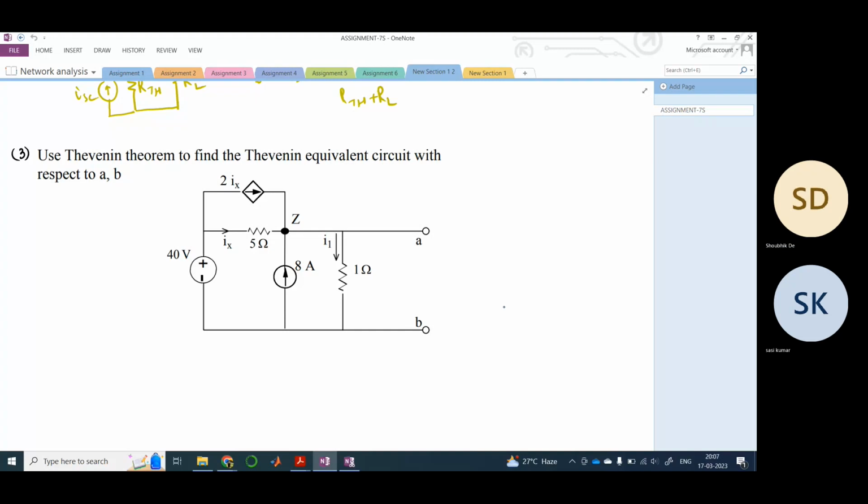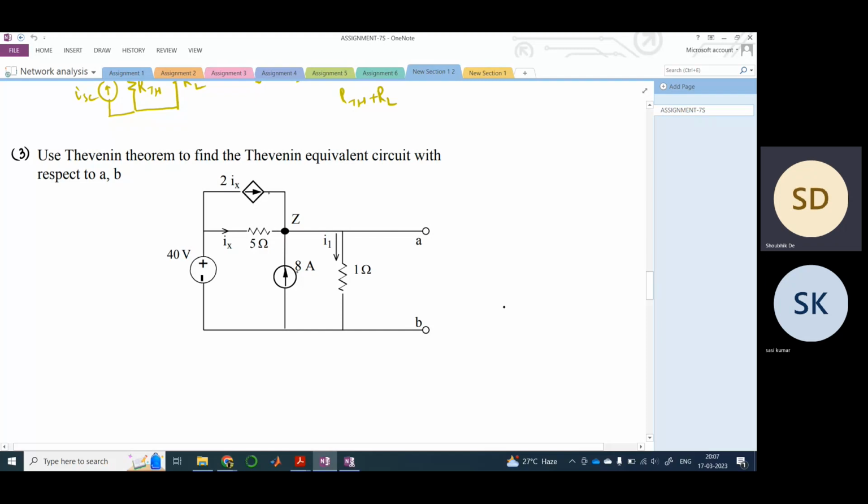Okay, so let us now solve the next problem, which is a pretty interesting problem in the sense that here you have dependent sources, and your analysis here becomes not so straightforward, right? You just can't simply calculate RTH directly. Why, I'll tell you as we keep on solving the problem.